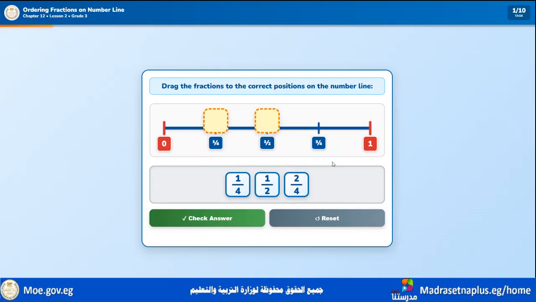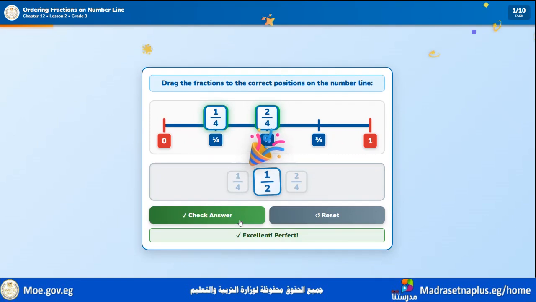Now, chapter 12, lesson 2, fractions on the number line. It's very, very simple for you. Now, in front of you, you can see a number line. This number line represents fourths or quarters. So this is 0/4, 1/4, 2/4, 3/4, and 4/4. So first one, 1/4. This is 2/4, which means half. Check. Yes, that's right.